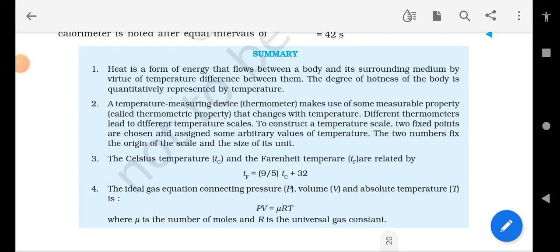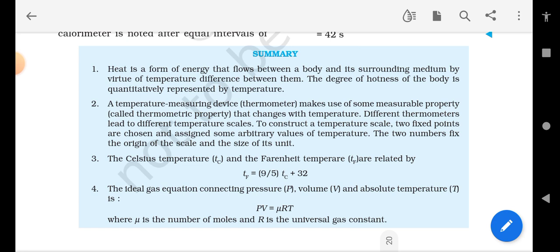Summary of thermal properties of matter. Heat is a form of energy that flows between a body and its surrounding medium by virtue of temperature difference between them. The degree of hotness of the body is quantitatively represented by the temperature.